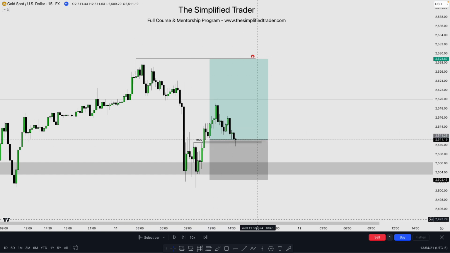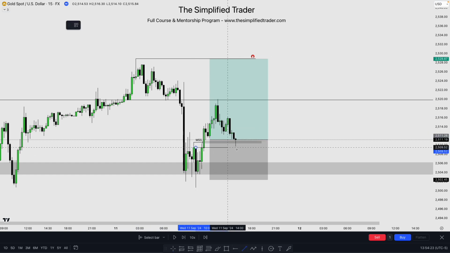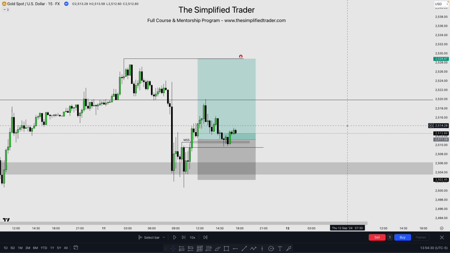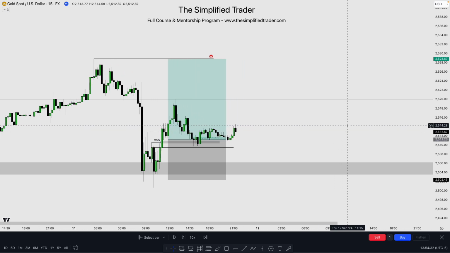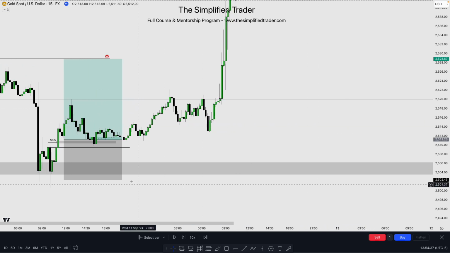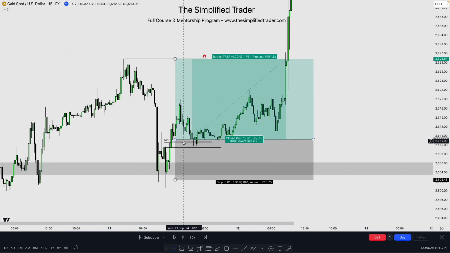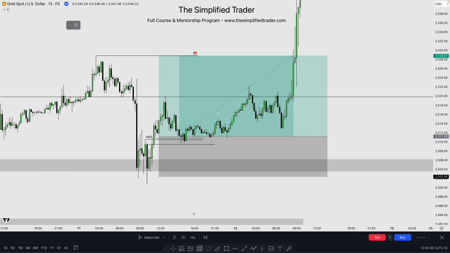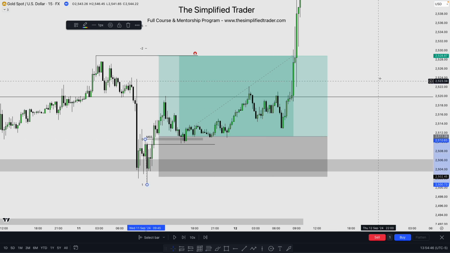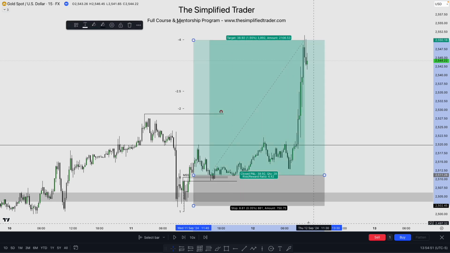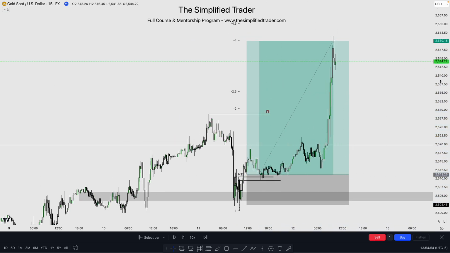We get a tap into our fair value gap. This market also almost runs this bullish order block. Let's see if we do get a tap of that order block. Price action fails to hit the order block, but then ultimately runs higher from our fair value gap. And if you were to hold a small partial until -4 standard deviation is hit, you would have banked a total of 4.42R on this trade.